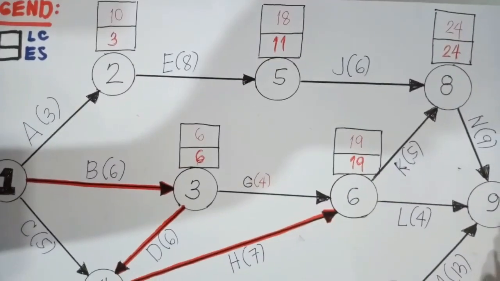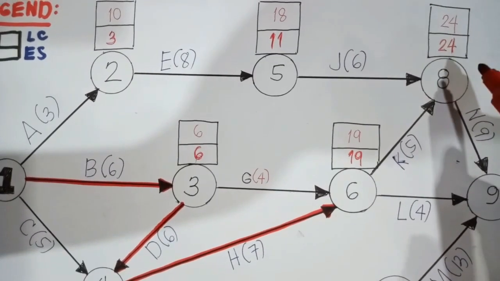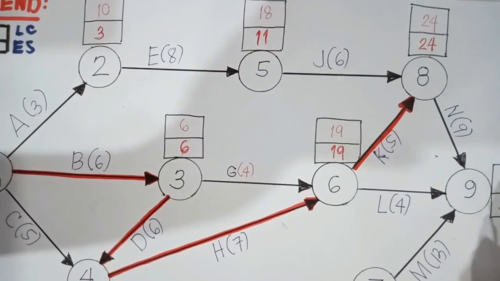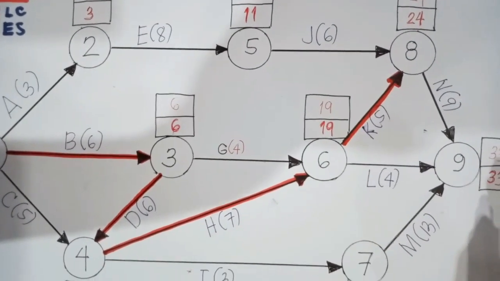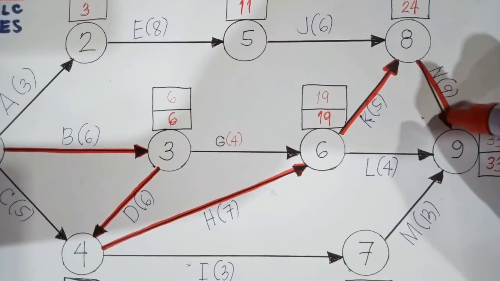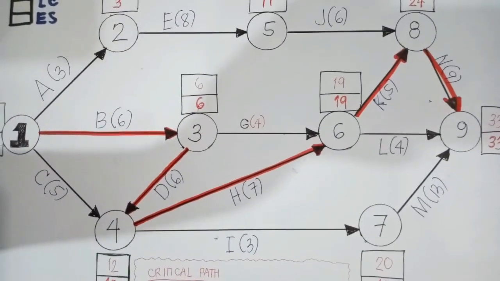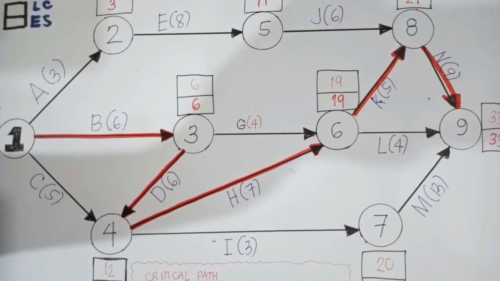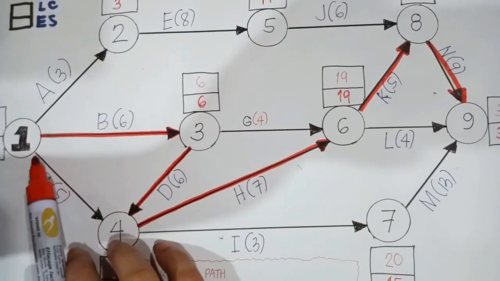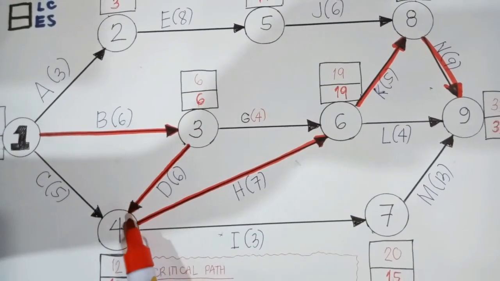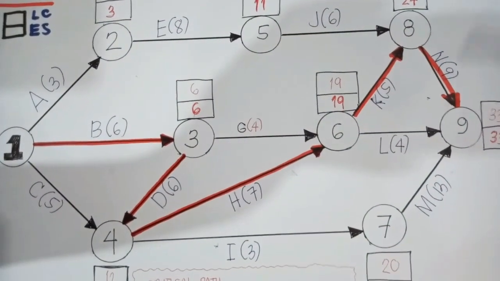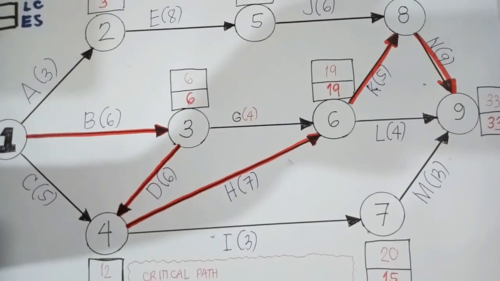And also we have node 8. You have 24, 24. So we will highlight this one. And finally, we have node 9. So we have 33, 33. So we will highlight this one. This will be our critical path. This is how our critical path would look like. So our critical path is 1, 3, 3, 4, 4, 6, 6, 8, 8, 9. So we will try to enter that right here.